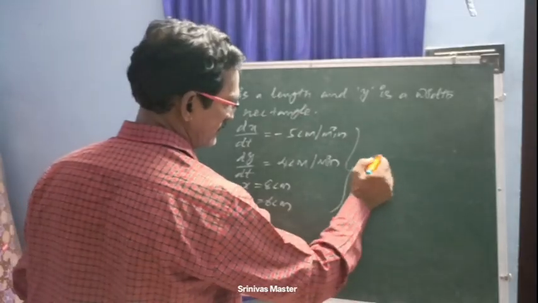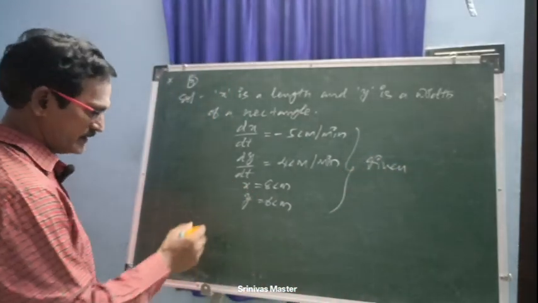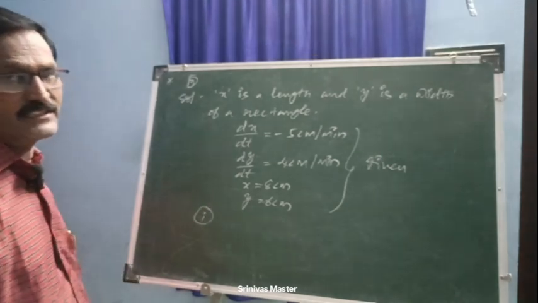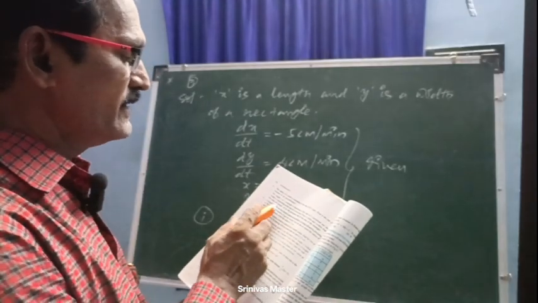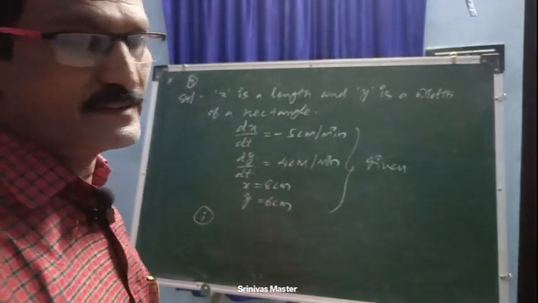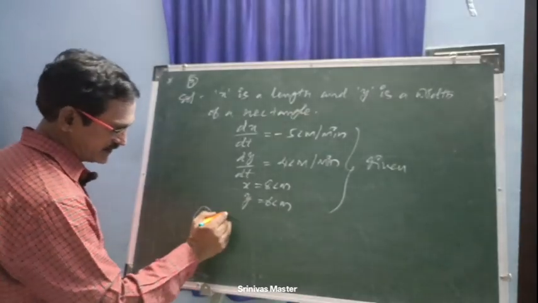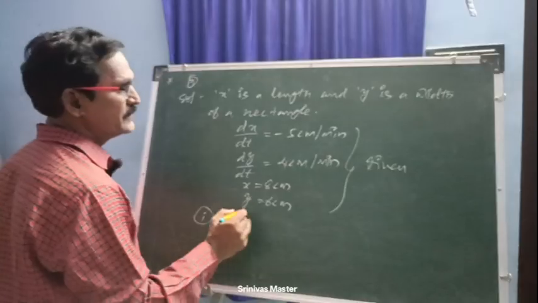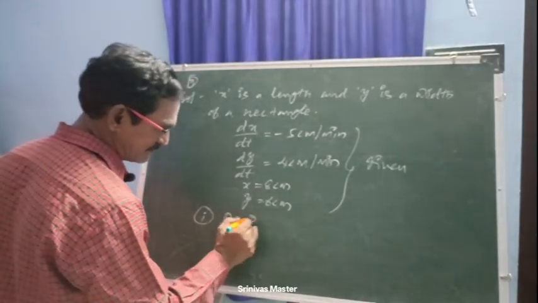Okay, children. So from this, what you have to find out, you can see. In the first bit itself, what is the rate of change in perimeter? They asked here already. Now what is the rate of change in perimeter? That means we can think that let P be the perimeter of a rectangle. Then P is equal to what formula?